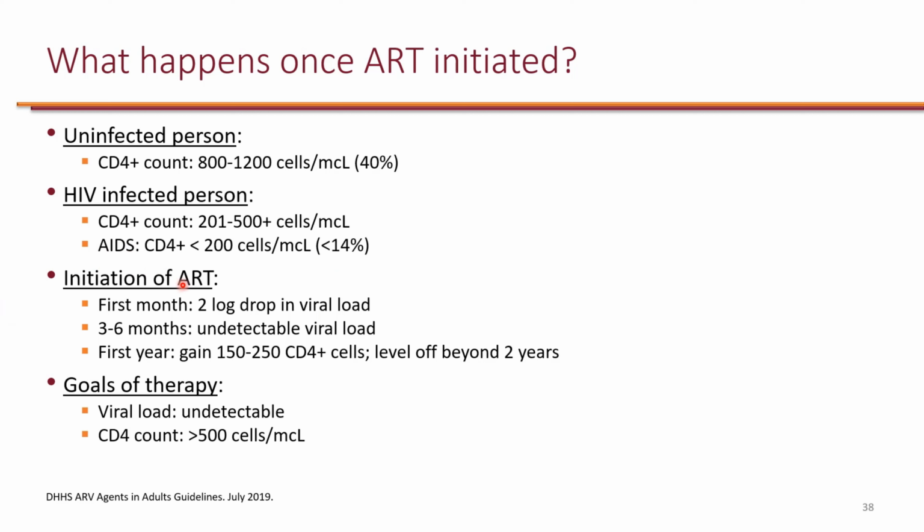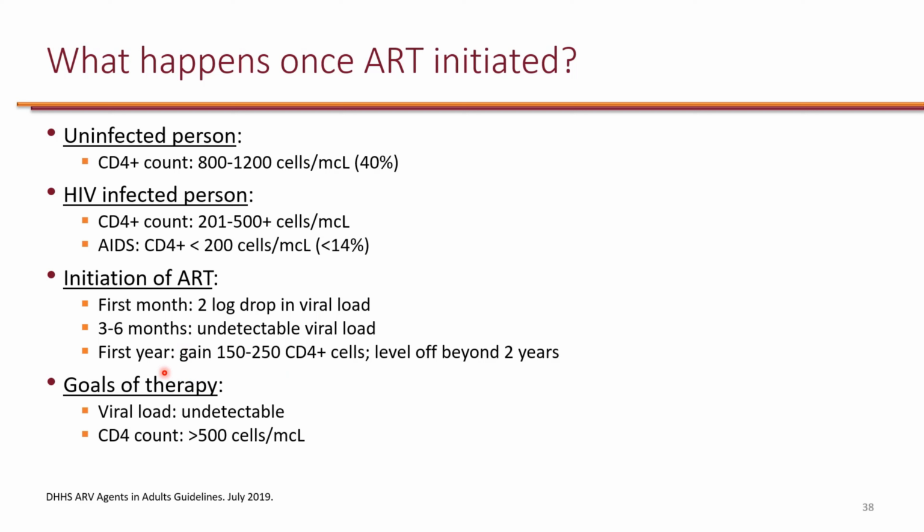Now, once we initiate ART, in the first month, so within 30 days, you should expect a 2-log drop in viral load. And of course, every log is you basically drop a zero. So if the viral load is 100,000, a 2-log drop would be you just take two zeros out, so it would be 1,000. So you would expect the patient to go from 100,000 to 1,000 within the first month. And then at 3 to 6 months, you should have an undetectable viral load because the ARTs that we currently have on the market are highly effective.